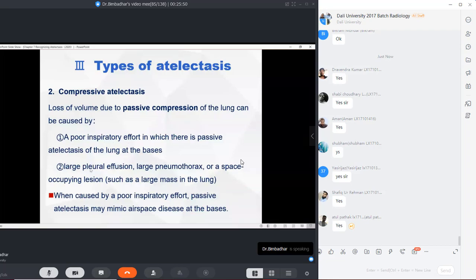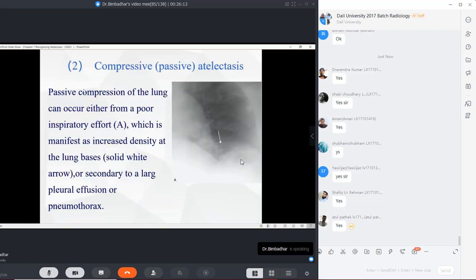And the other thing is that there will be the same signs that are seen in pleural effusion and pneumothorax. When caused by a poor inspiratory effort, passive atelectasis may mimic an airspace disease at the bases. So mimicking of airspace disease only at the bases is a characteristic feature of compressive atelectasis. You see here, in this patient, we can see there is a poor inspiratory effort, which manifests as increased density along the lower base of the lung.